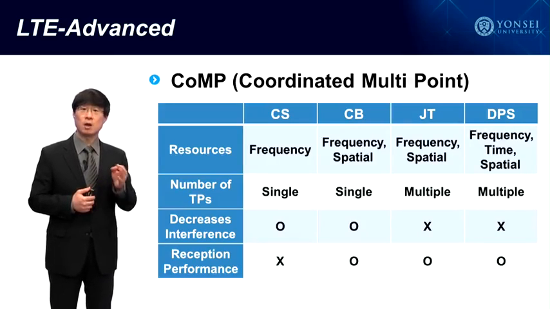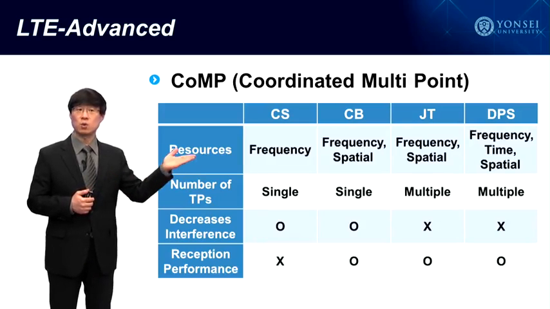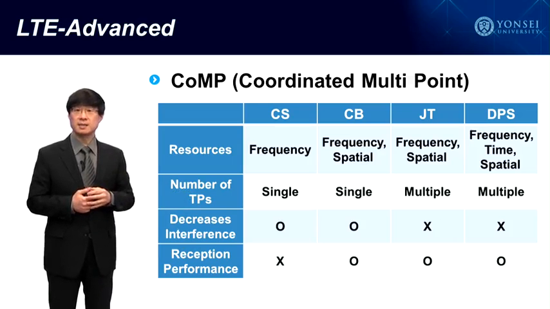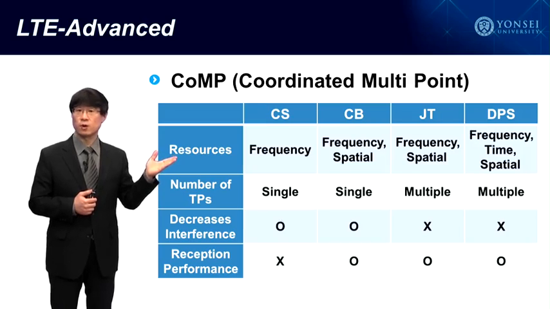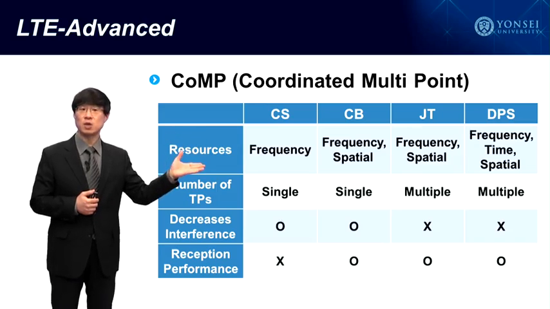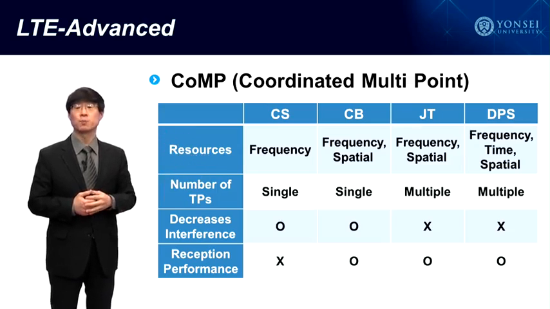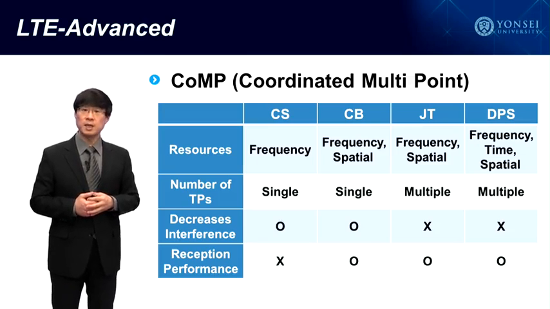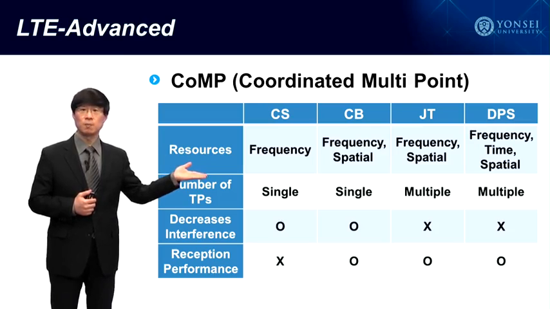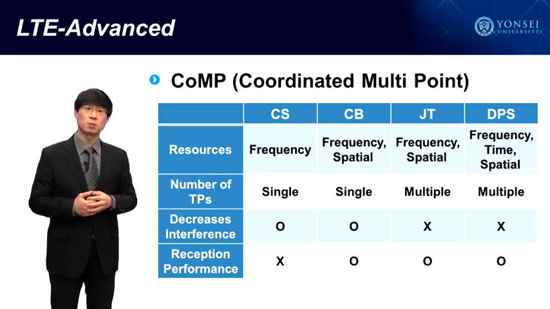Comparing these four COMP technologies, we can look at the resources, number of TPs, decreased interference, and reception performance. And as you can see, in CS, the resource is the frequency. In CB, it's frequency and spatial control. JT uses frequency and spatial control, and DPS uses frequency, time, and spatial-based control. Number of TPs, well, in CS, it's single. In CB, it's single. In JT, it's multiple. And in DPS, it's multiple.